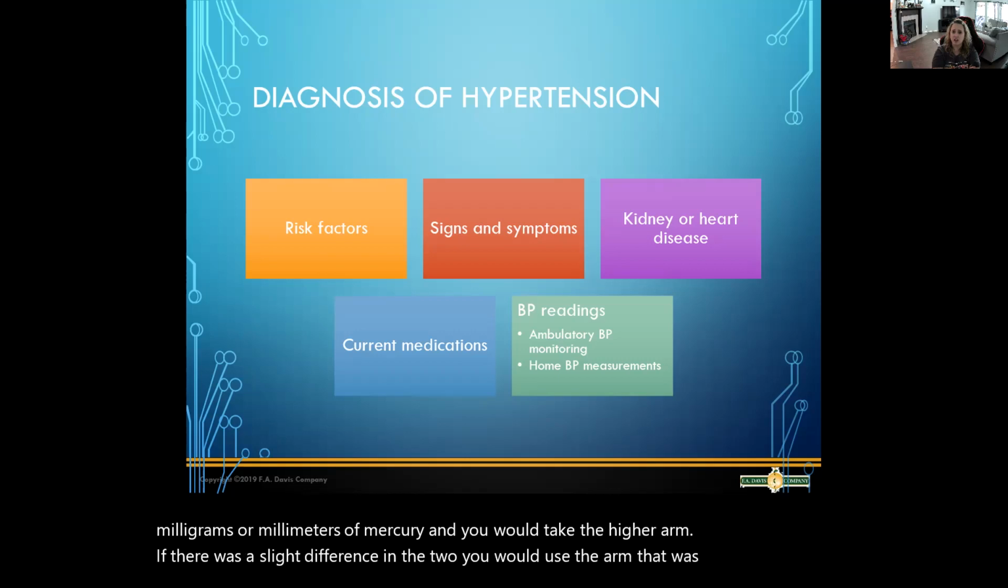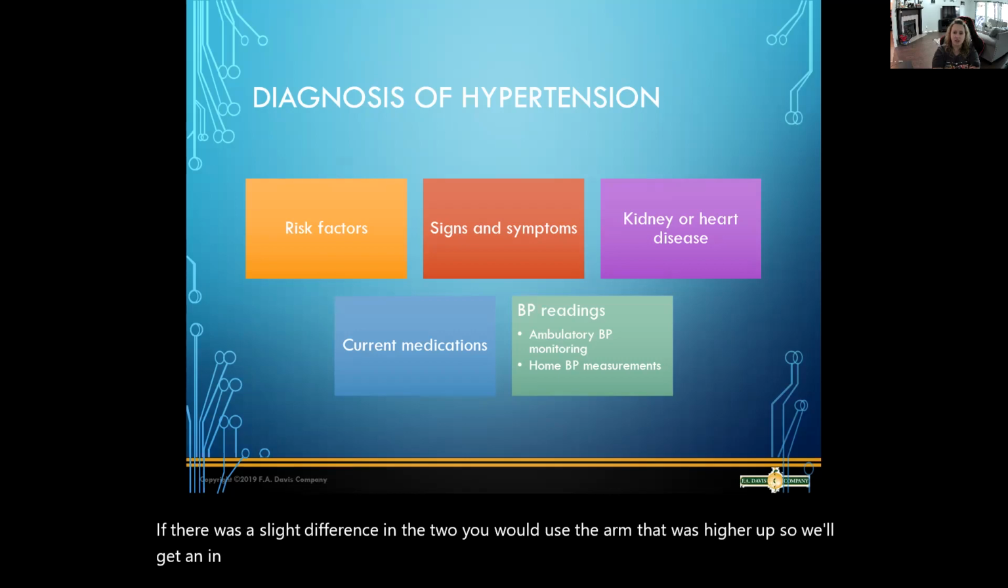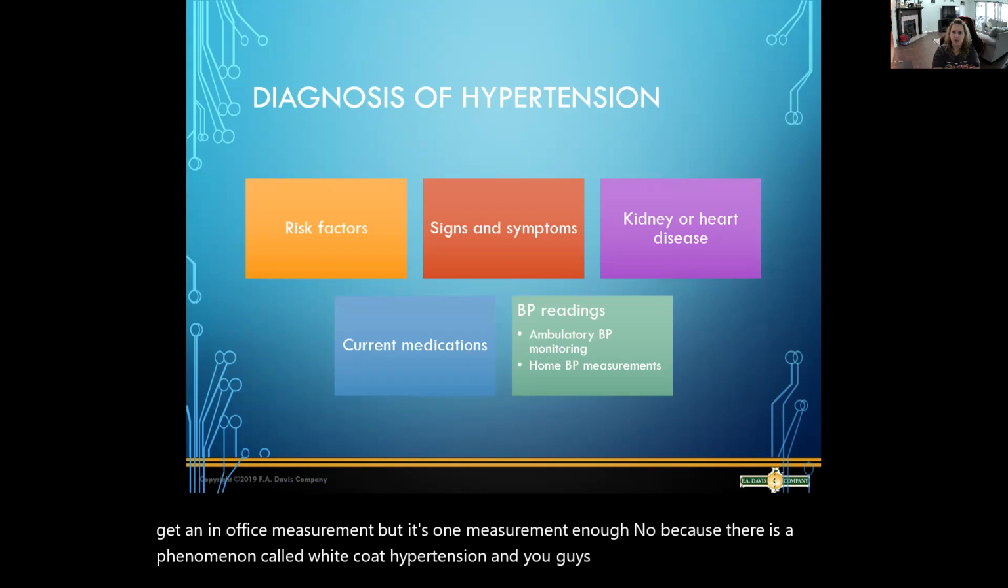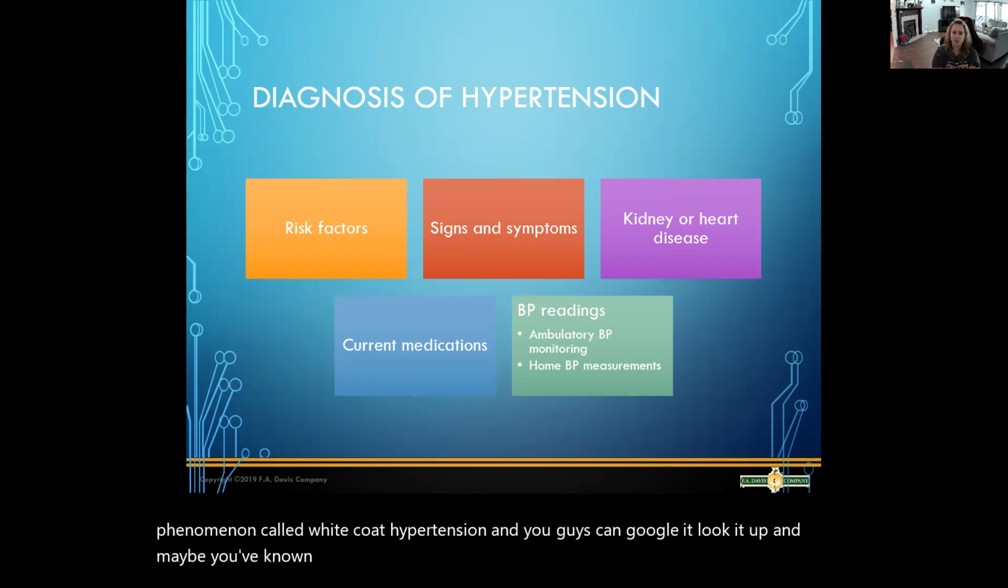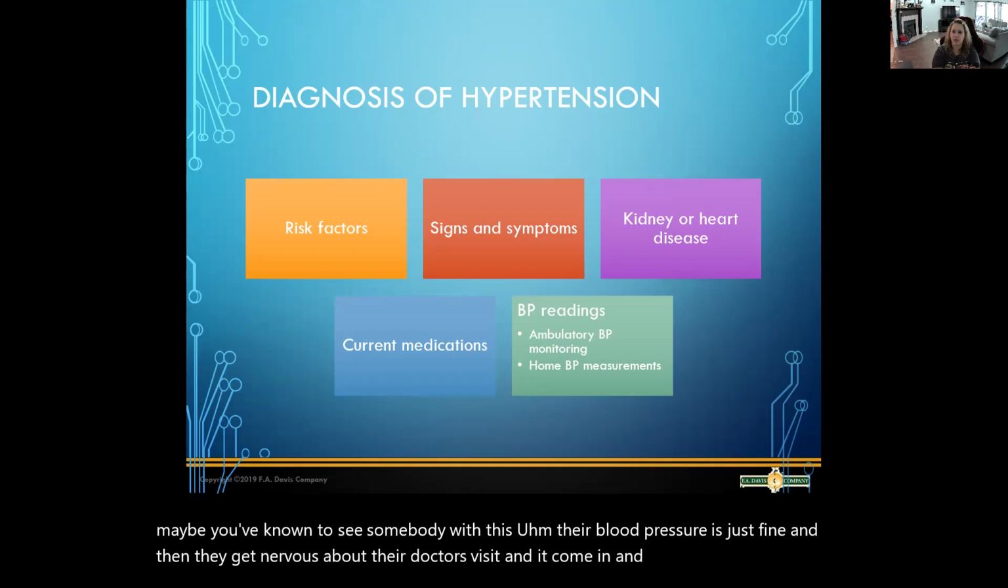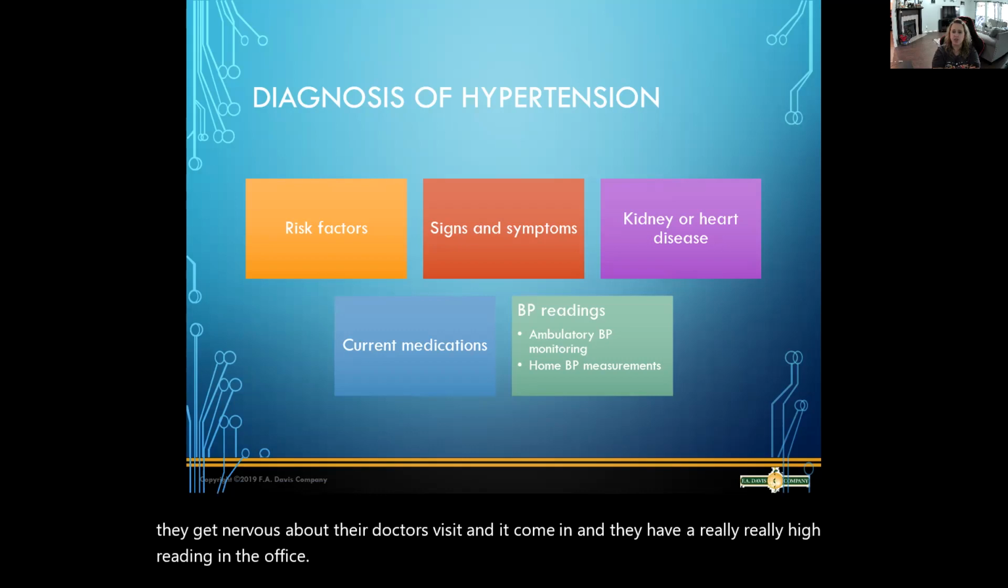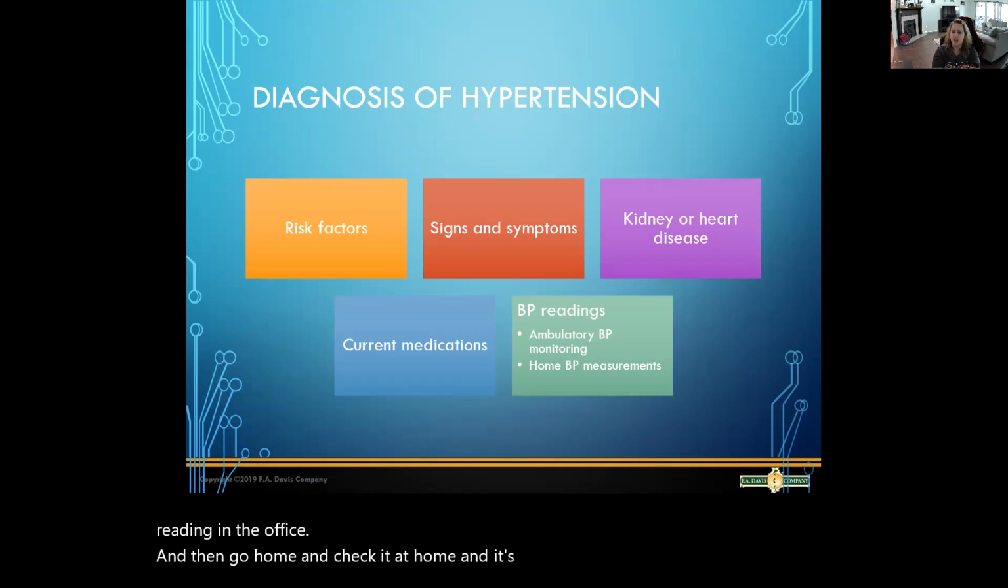So we'll get an in-office measurement, but is one measurement enough? No, because there is a phenomenon called white coat hypertension. You can Google it and look it up, and maybe you've seen somebody with this. Their blood pressure is just fine, and then they get nervous about their doctor's visit, and they come in with a really high reading in the office, and then they go home and check it at home, and it's normal. So we can't go based off a singular elevated blood pressure in a physician's office.